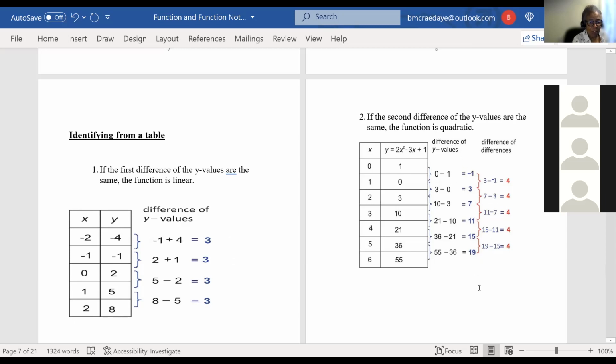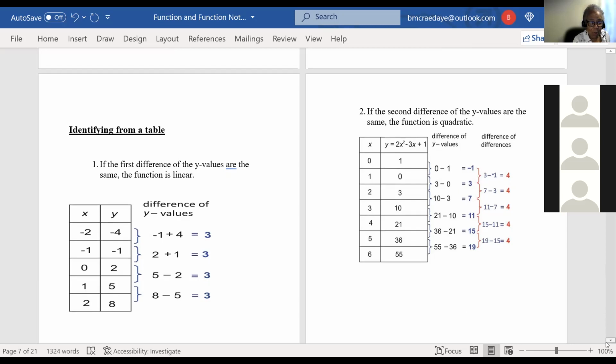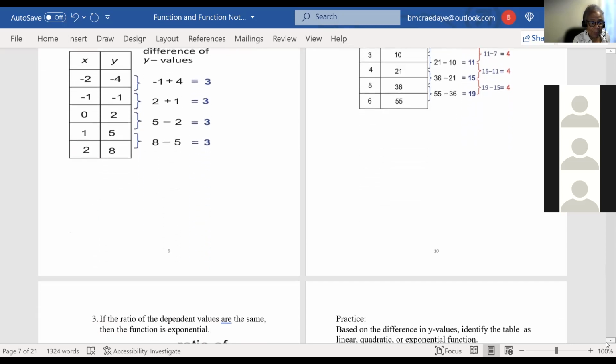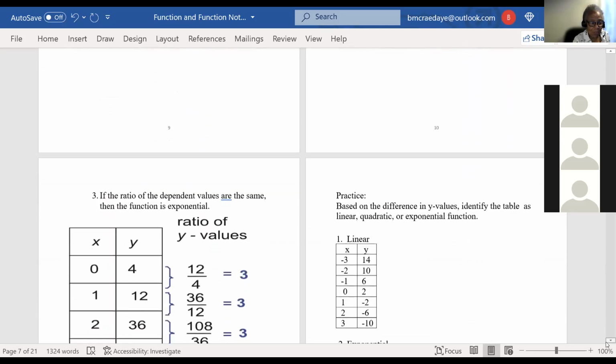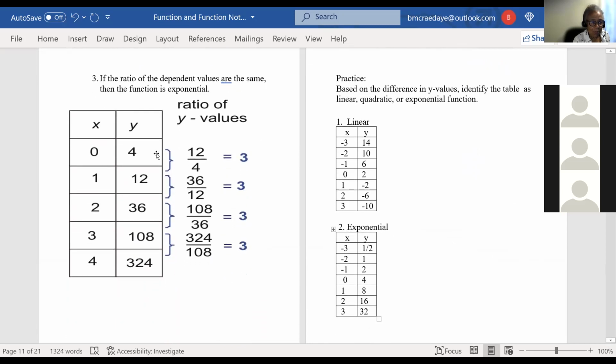The first differences are not the same. But then when I take a difference of a difference, I get the same. That's quadratic. Now, if it's a ratio, then that's exponential. So here's an exponential ratio: 12 over 4 is 3, 36 over 12 is 3, 108 over 36 is 3, 324 over 108 is 3.